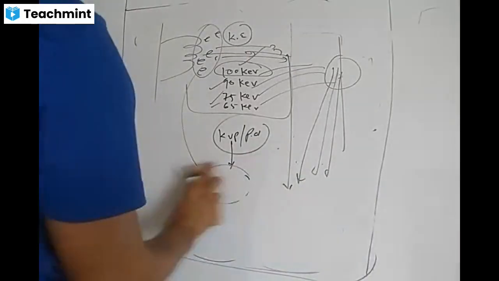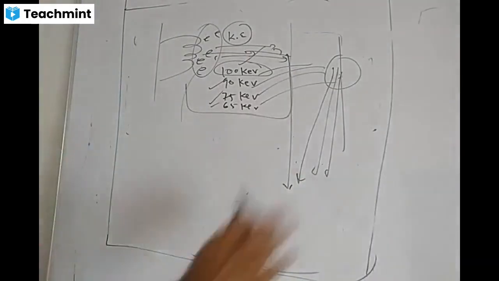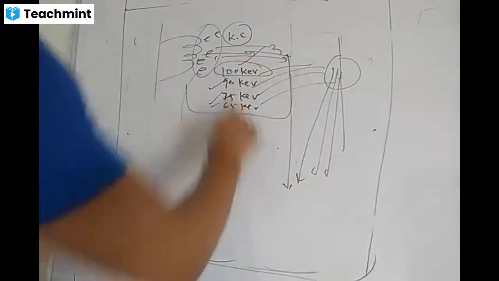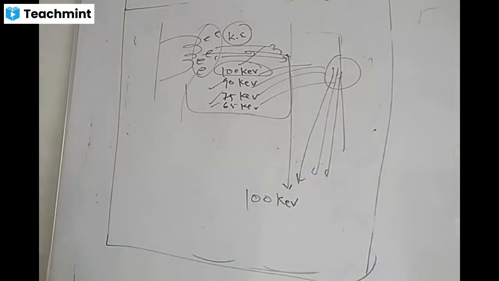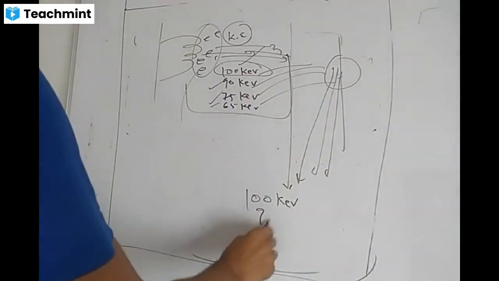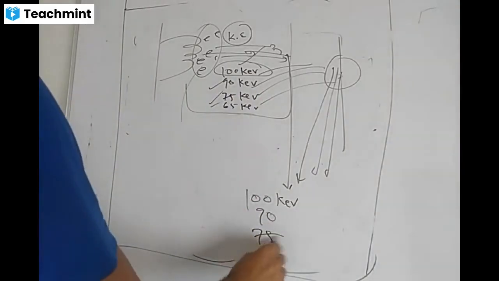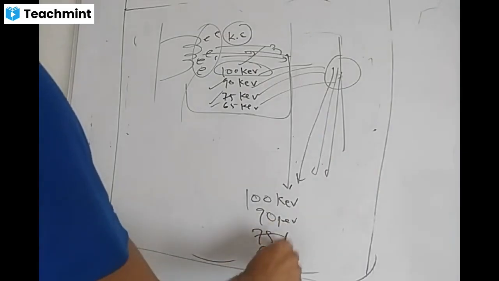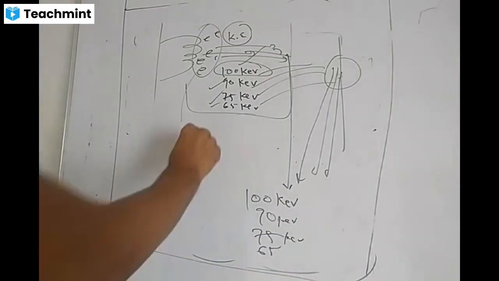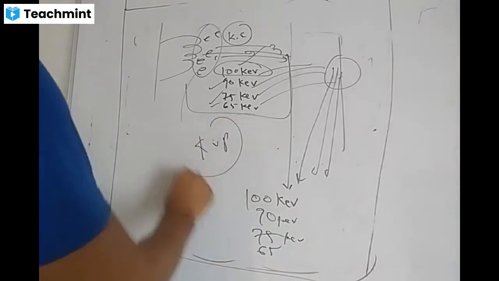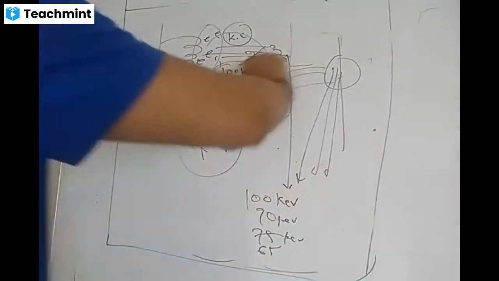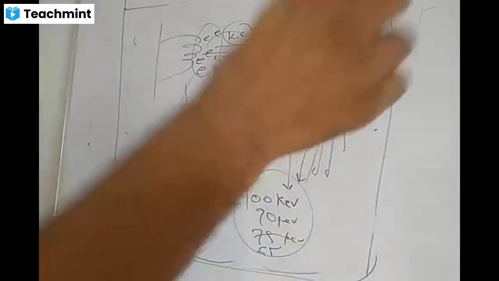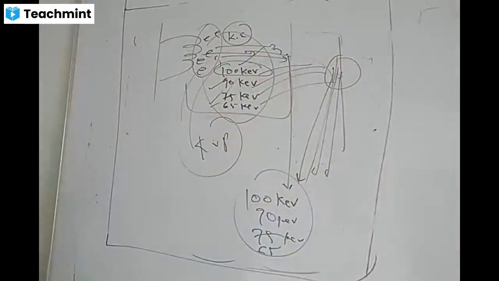The X-rays which will be generated will be of the same energy. Suppose one X-ray generated is of 100 kilo electron volt energy. Next may be 90, next may be 75, 65. So the energy we have given is gained by the electron, and that energy is again converted into the energy of the X-ray. So this is the concept.